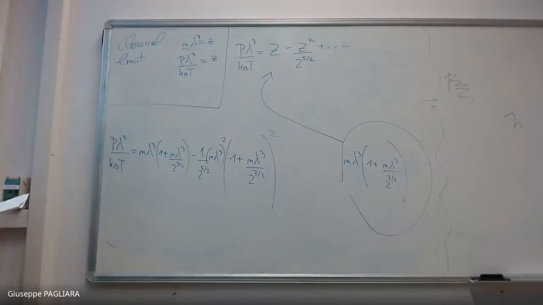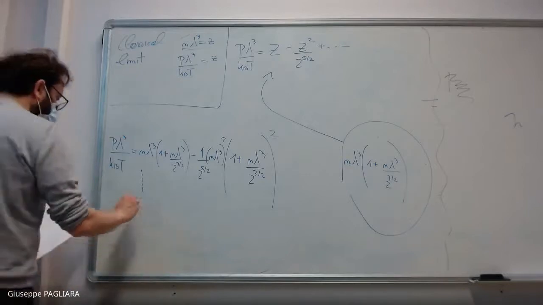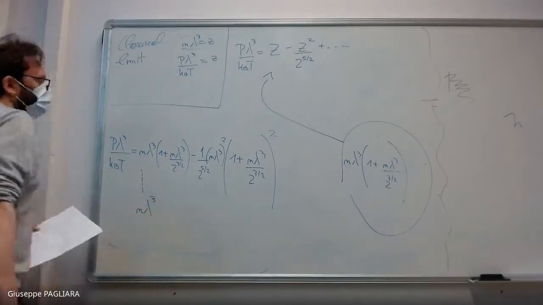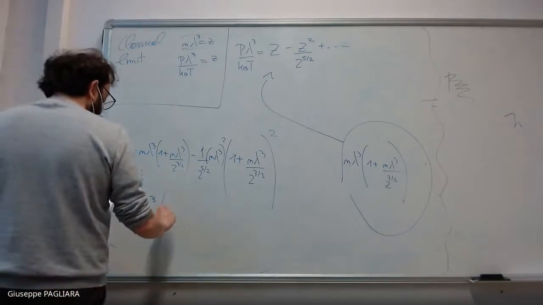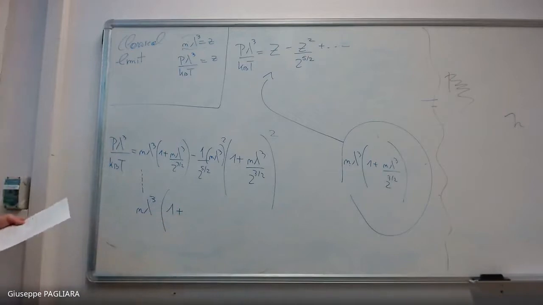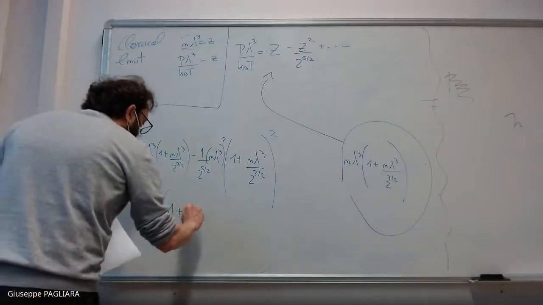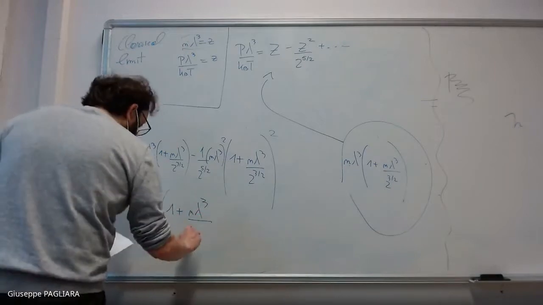Okay, so now it's a matter of doing the algebra. Let me just check that I have all the terms. Okay, so you do the algebra, and you will get something similar to the case of the bosons, so I'm not repeating the calculations. If you stop at second order in n lambda cubed, which is the small quantity in this case, you get n lambda cubed times 1 plus n lambda cubed divided by 2 to the power of 5 half.